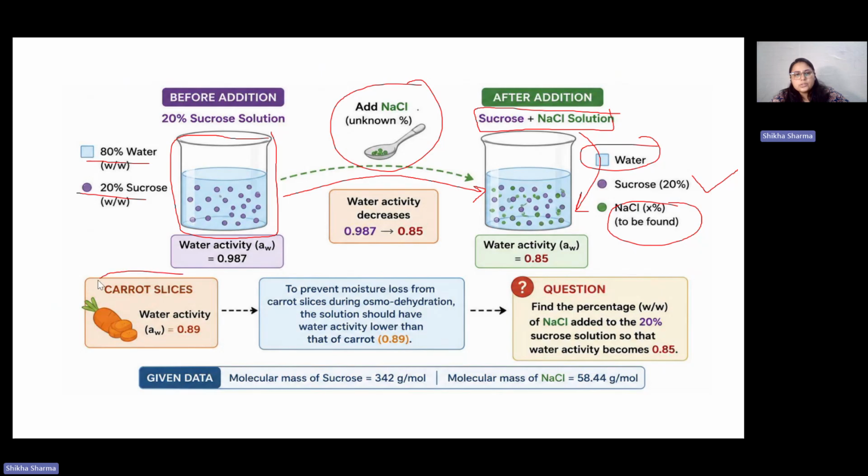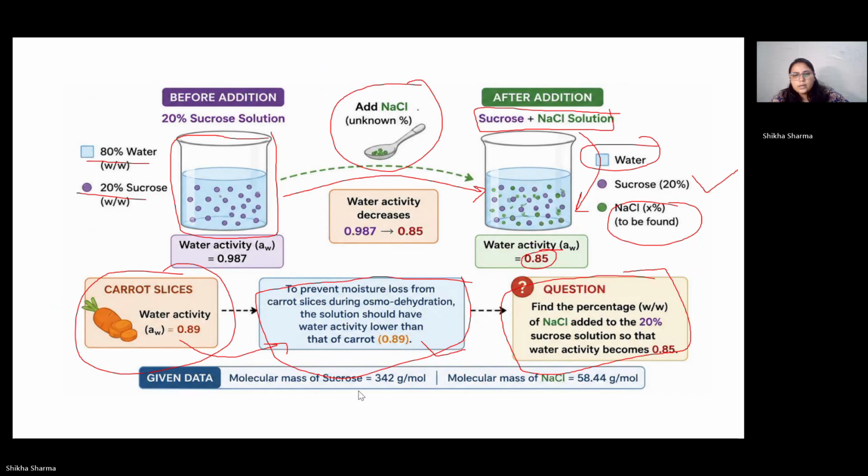And we are going to add these carrot slices, which have water activity 0.89, so that to prevent the moisture loss from carrot slices during the osmodehydration, the solution should have water activity lower than 0.89, right? So find the percentage of NaCl which is going to be added to this 20% sucrose solution so that the water activity will become 0.85. The molecular mass of sucrose is 342 gram per mole and molecular mass of NaCl is 58.44 gram per mole, which is given data in the question.